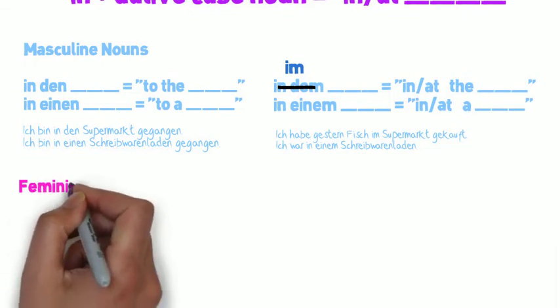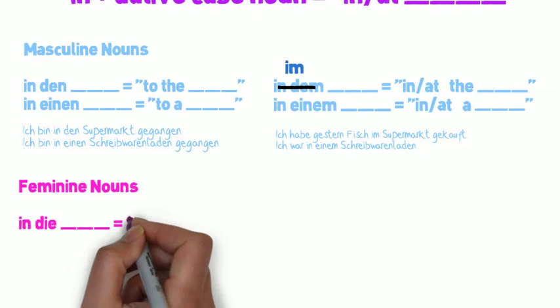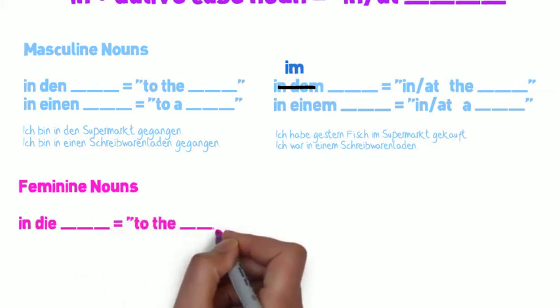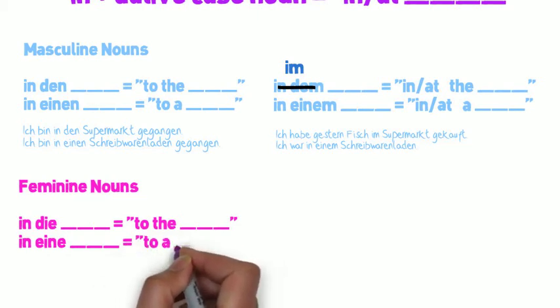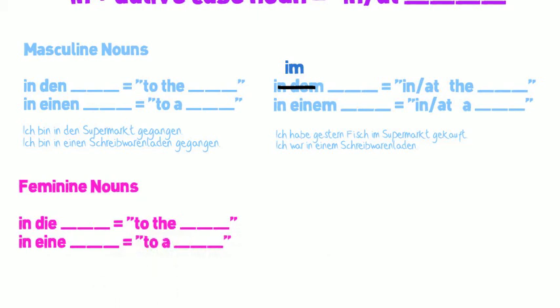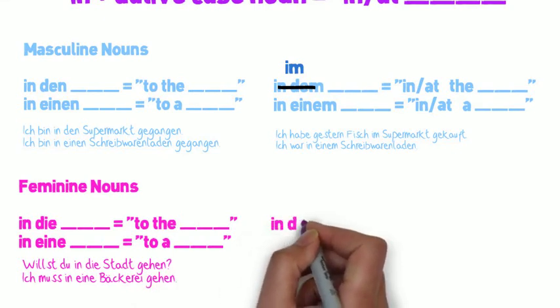The same principles apply to feminine nouns, though obviously the articles in the accusative and dative cases will be different. The accusative case options with feminine, in other words the ones where the preposition will mean to, are in die and in eine with feminine nouns. For instance, willst du in die Stadt gehen? Or, ich muss in eine Bäckerei gehen. So, do you want to go to the city? I have to go to a bakery.